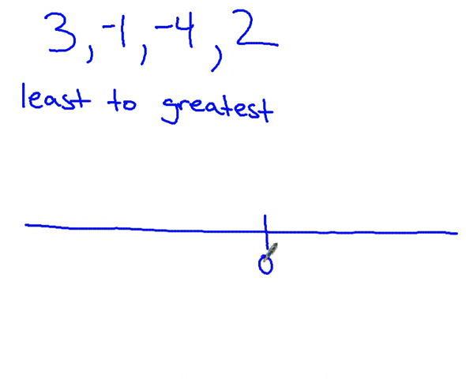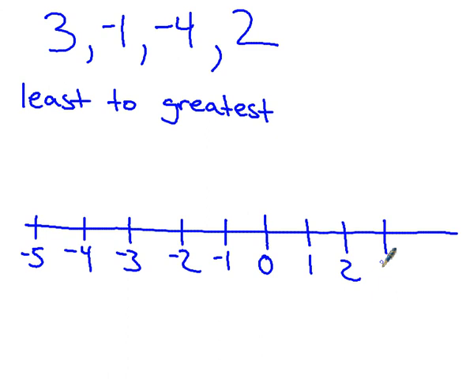0 is here, and every number left of 0 is negative, so that's negative 1, negative 2, negative 3, negative 4, and this is going to be negative 5, and I'm going to stop there. I don't have a number that's less than negative 5, and every number right of 0 is positive, so that's positive 1, positive 2, positive 3, positive 4, and I can stop there. I don't have a number that's greater than 4.